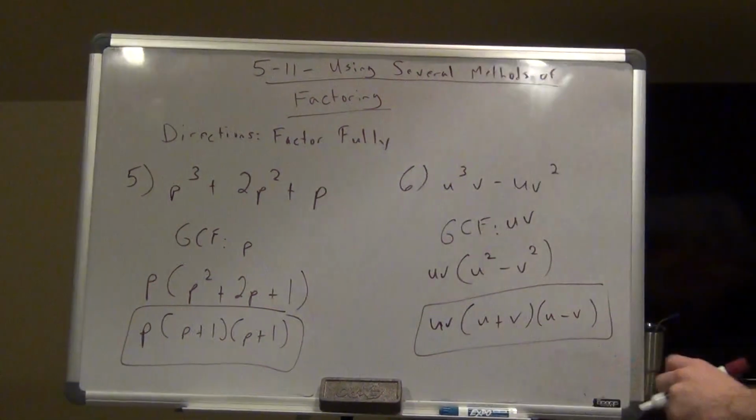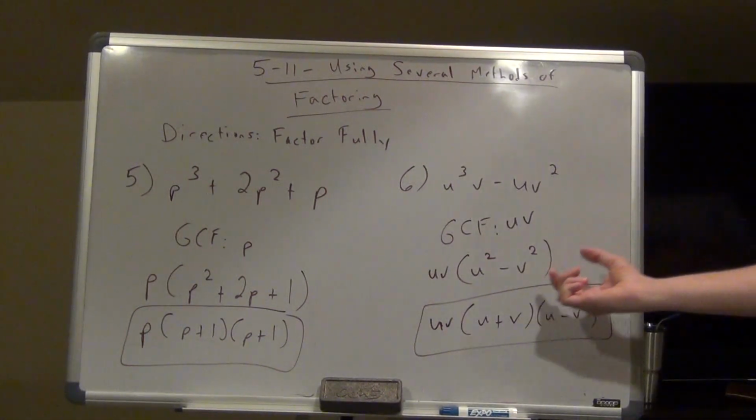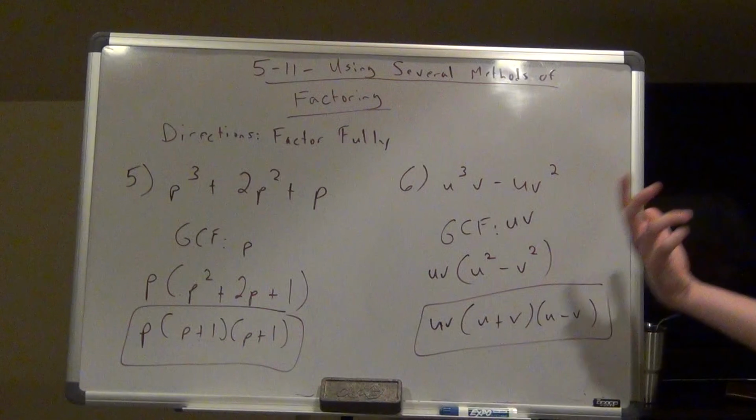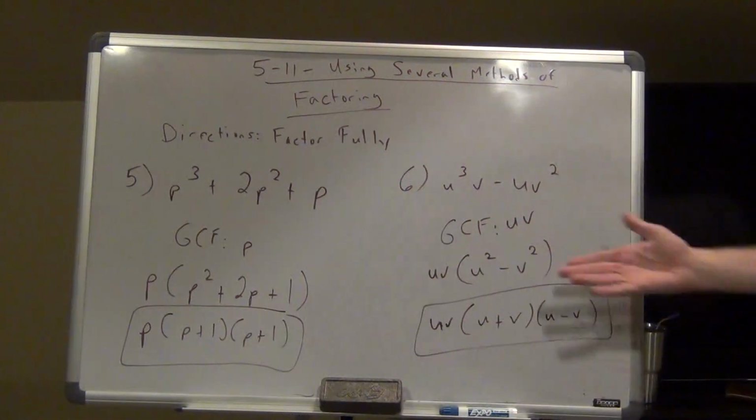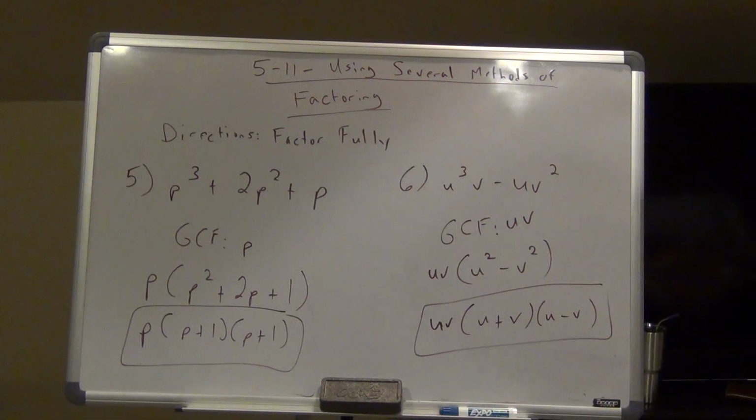So again, 2 steps. Take the GCF out, look inside the parentheses. If it's factorable, figure out what type of factoring it is, and then factor it. In this case, difference of squares. In the previous one, just normal. I call it normal factoring. This is a special case, difference of squares.